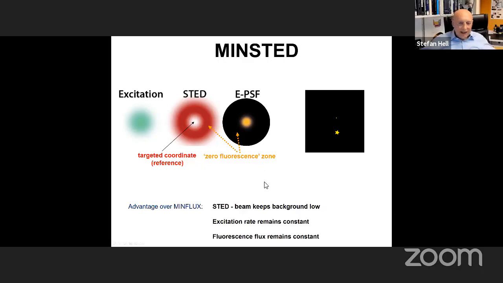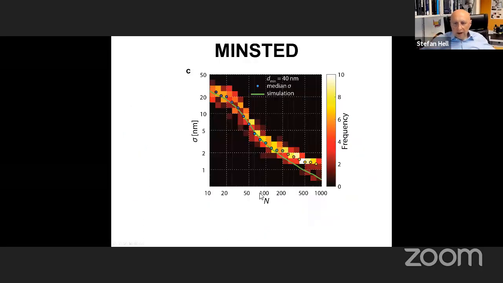I'm not saying that this is better than MINFLUX, because it requires a STED beam. It requires a molecule that can be activated and, of course, used for STED at the same time. But it's a very, very powerful concept. And this is actually shown here in this measurement. Here you see that with 100 photons, you get a precision of the order of 3 nanometers or so. With just 200 photons, you get a sigma of 2 nanometers. This is not bad. This is way below what people have to use in PALM/STORM. And of course, you don't have the orientation problem.